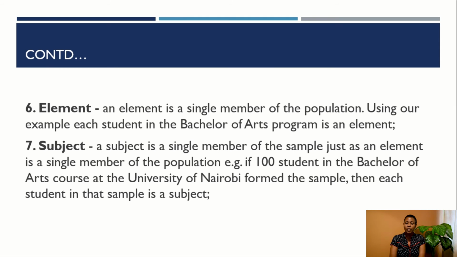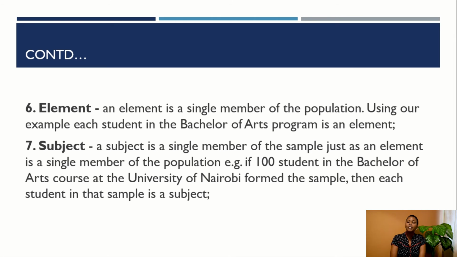So we move on with our terminologies that are used in sampling, and we have talked about an element, we have talked about a subject. An element is a single member of the population. So using the same example, each student in the Bachelor of Arts program at the University of Nairobi is an element.